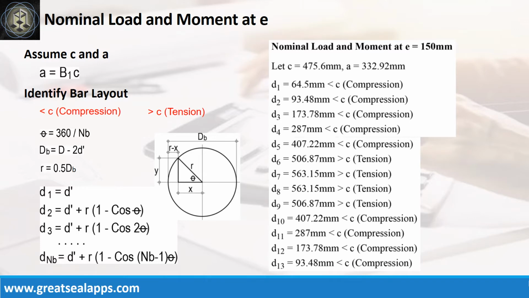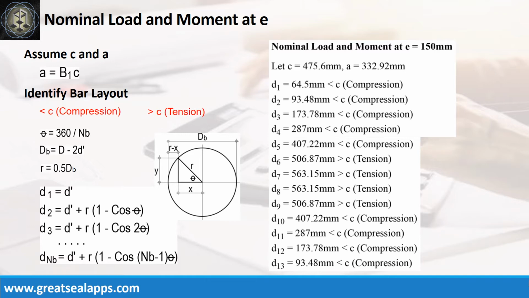d1 equals 64.5 mm less than neutral axis, compression. d2 and d13 equals 93.48 mm less than neutral axis, compression. d3 and d12 equals 173.78 mm less than neutral axis, compression. d4 and d11 equals 287 mm less than neutral axis, compression.